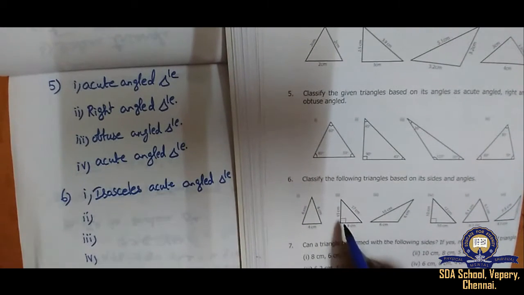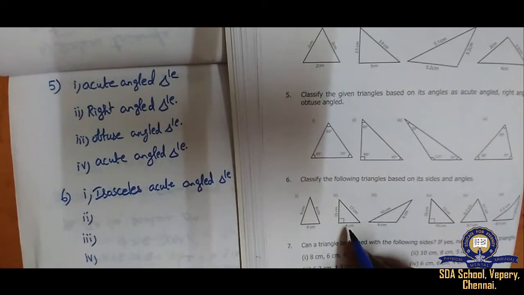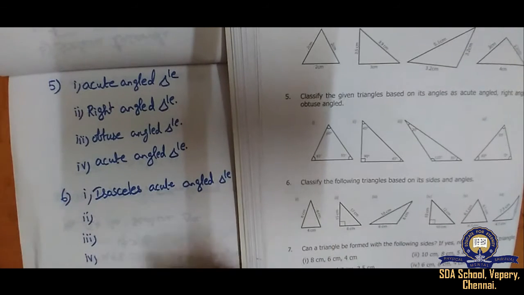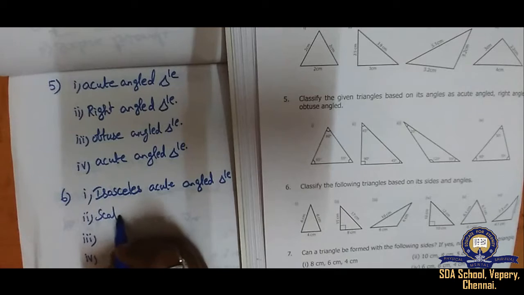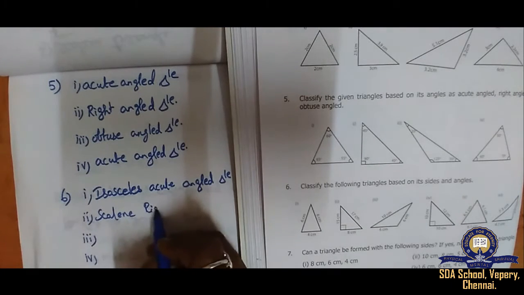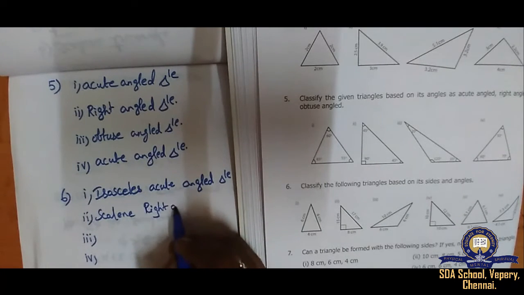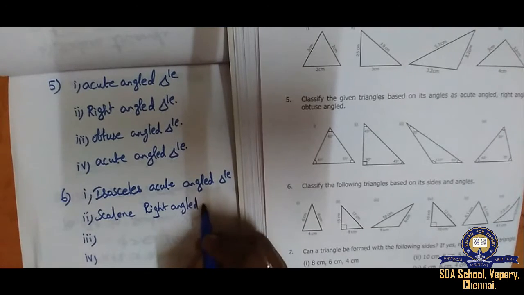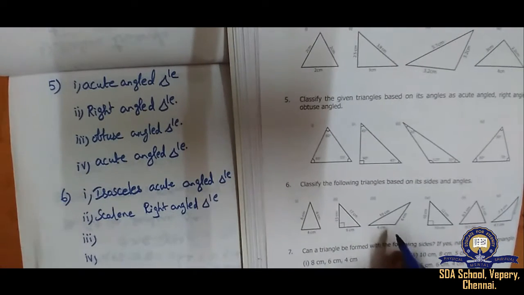This is 15, 8 and 17. All the sides are different. That means scalene. All the sides are different means scalene. What angle is it? Right angle. So scalene right angled triangle. Clear? Third question.